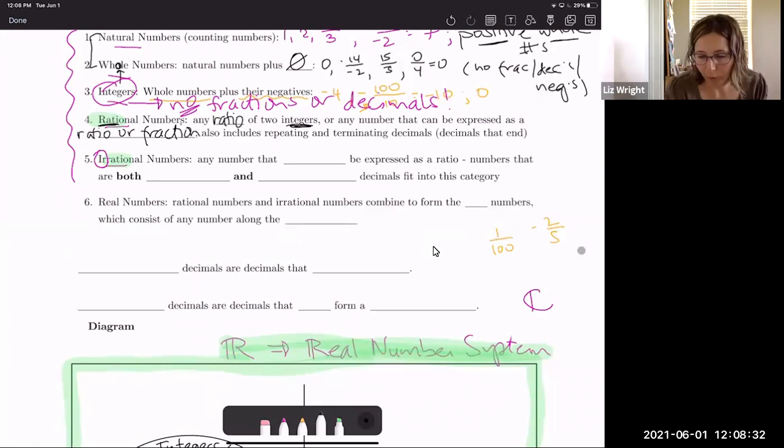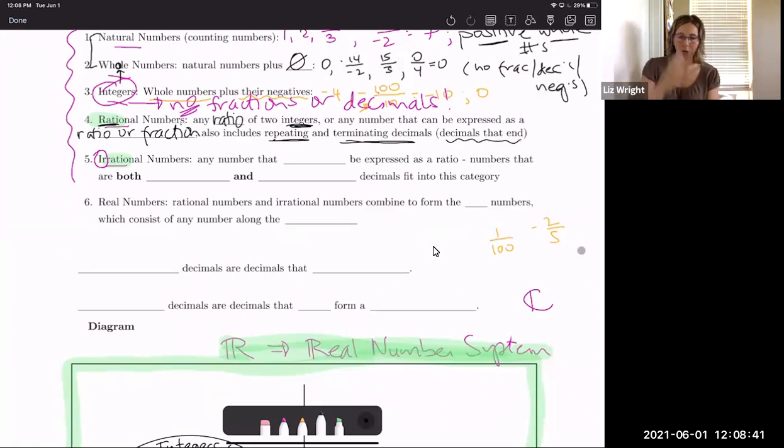Also, it will include repeating and terminating decimals. So terminating decimals, think about what the Terminator did. He ended life, right? Terminating decimals, they don't end life, but they end. They're decimals that stop, they terminate. They no longer are going on forever, repeating.